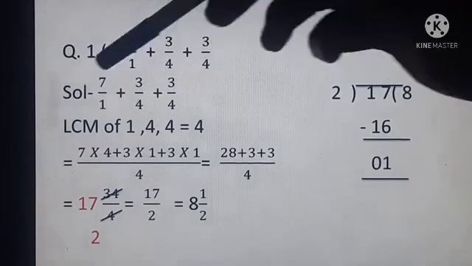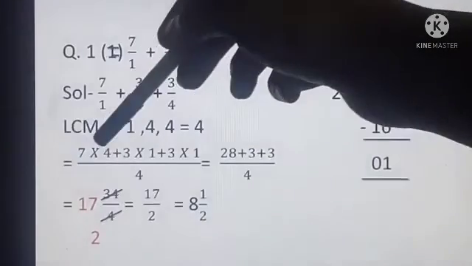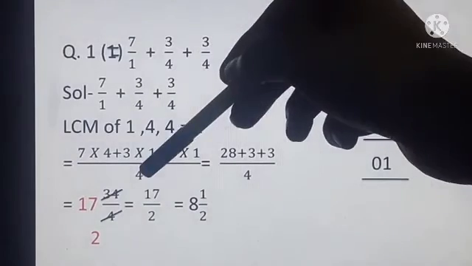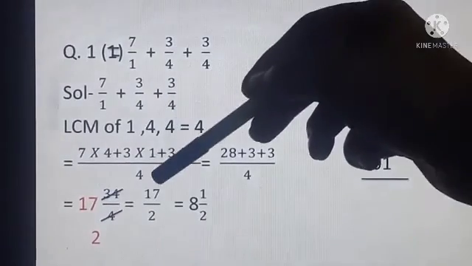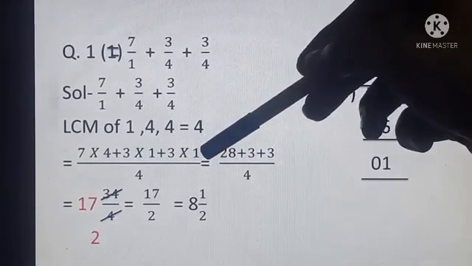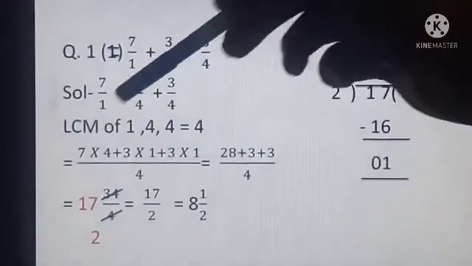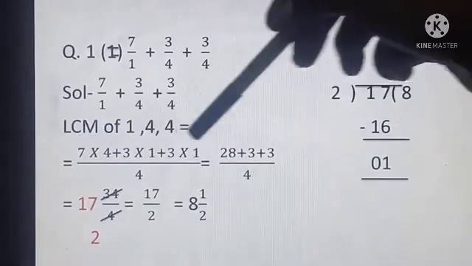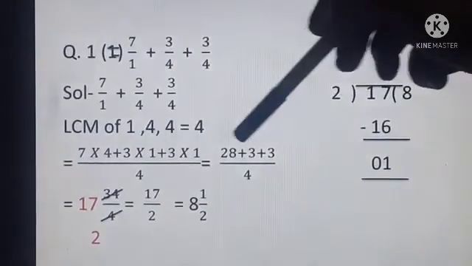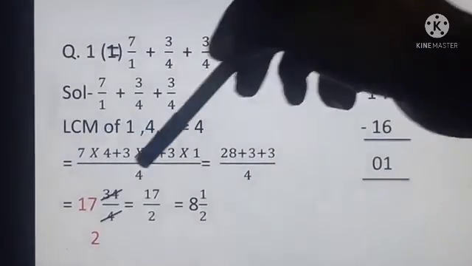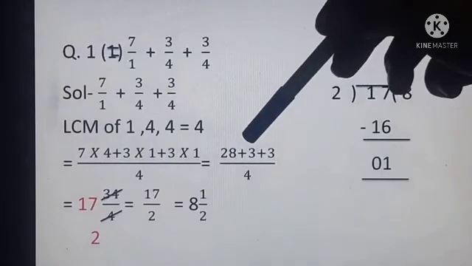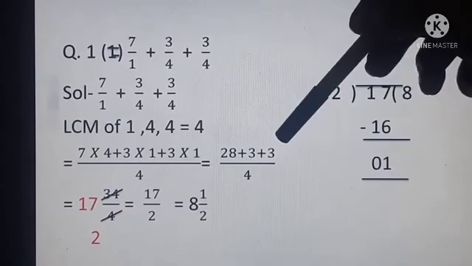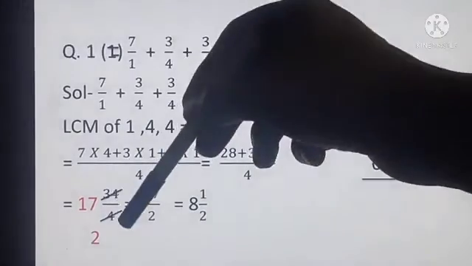4, multiplied by 7, 7 into 4. 4 divided by 4 will give you the answer 1, 1 multiplied by 3. 4 divided by 4 will give you the answer 1, 1 multiplied by 3. So it will become 7 4s are 28, 3 1s are 3, 3 1s are 3, and the denominator is 4. After adding, 28 plus 3 is 31, 31 plus 3 is 34. 34 upon 4.